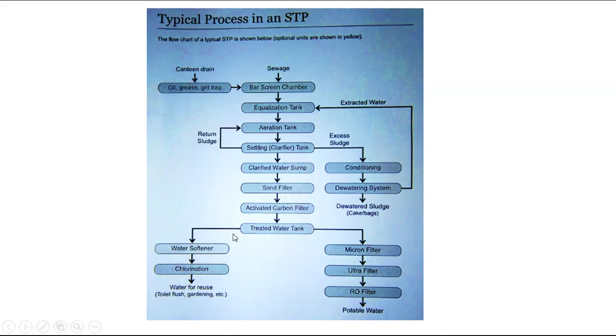After the treated water tank, that is where you get the water softener. You take the water from the treated water tank by using the pump and put it into the water softener tank. Here, what is happening? Some softening process is happening by using chemicals.